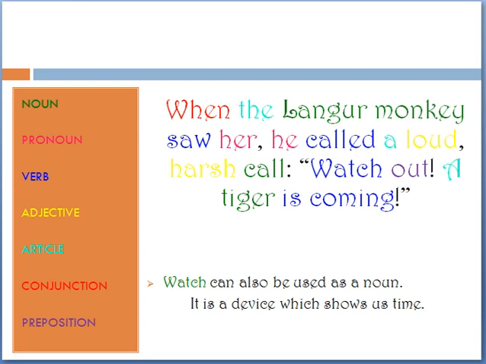Here we know who we are talking about: the langur monkey is talking about the mother tiger. But the langur monkey does not know which tiger is coming. For him, any tiger is as scary as any other. So for him the tiger was a random animal, any random tiger. That is why the article "a", the indefinite article, has been used. Tiger is a naming word, so it is a noun, and "is coming" is a verb.